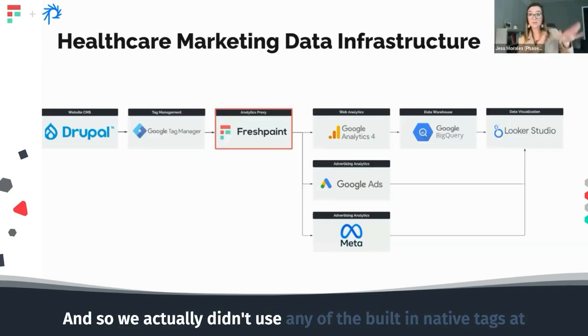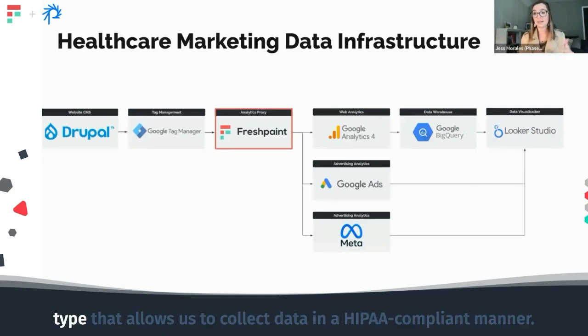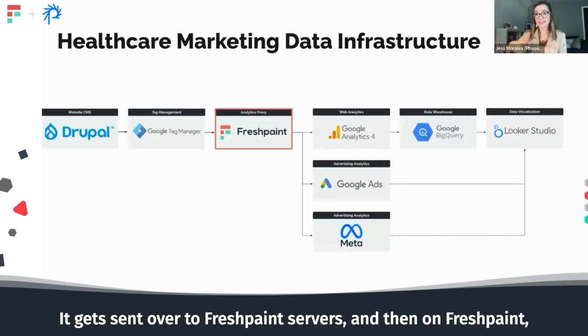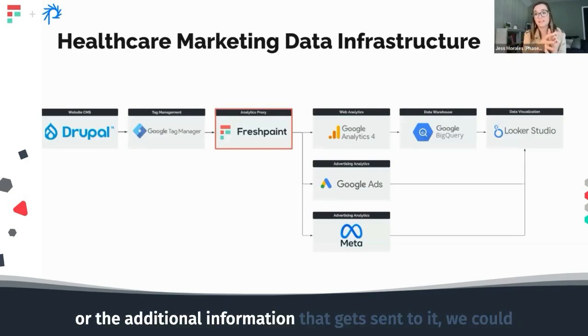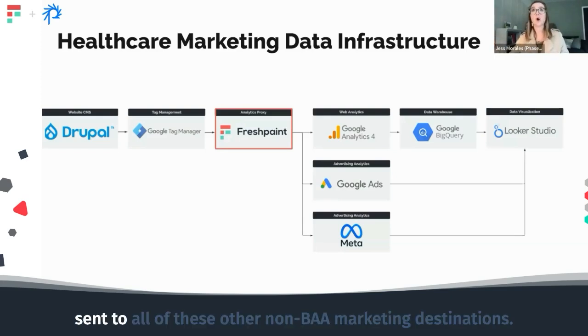And so we actually didn't use any of the built-in native tags of Google Tag Manager. We used Freshpaint's provided template tag type that allows us to collect data in a HIPAA compliant manner. It gets sent over to Freshpaint servers. And then on Freshpaint, we could literally down to the individual event and event property, or the additional information that gets sent to it, approve or reject which information then gets passed on and sent to all of these other non-BAA marketing destinations.